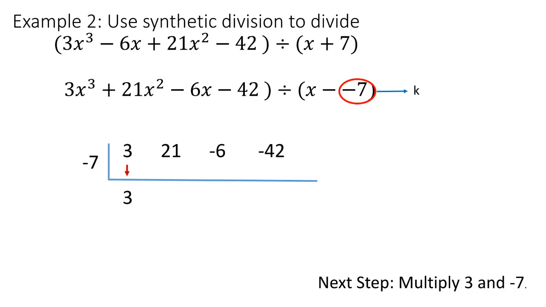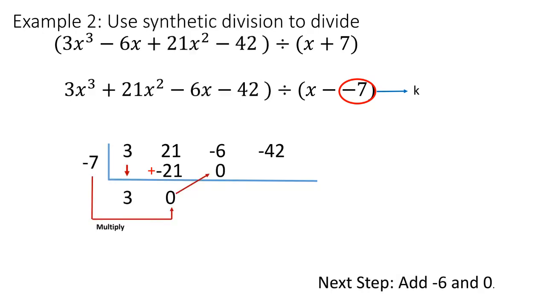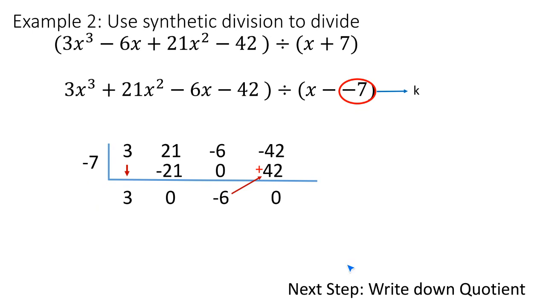Then we're going to bring the 3 down. Negative 7 times 3 is going to give us a negative 21. And then we add it to the positive 21, so that gives us a 0. And then negative 7 times 0 is 0, plus a negative 6 is negative 6. And then negative 7 times negative 6 is a positive 42. And then if we add negative 42 plus 42, we end up with a 0. And that's going to be some great news in the next sections. And I'll tell you why here in a second.